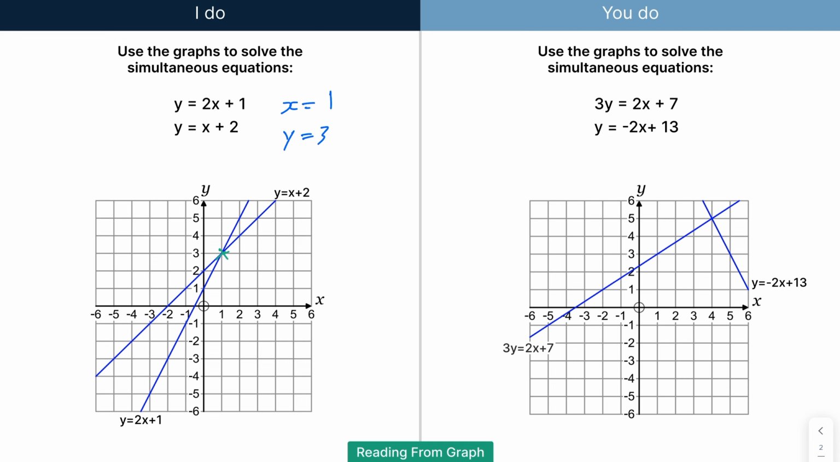Okay, so hopefully you've pressed pause and had a go at the example on the right. So these two lines meet at this point here. So that is that point there. So if I read off the value of x, that is 4 and y is 5. So if I use the same color, x is 4, y is 5. That is my answer there.